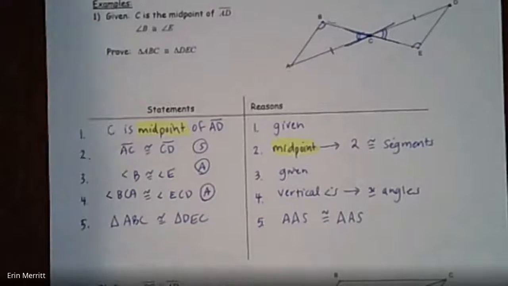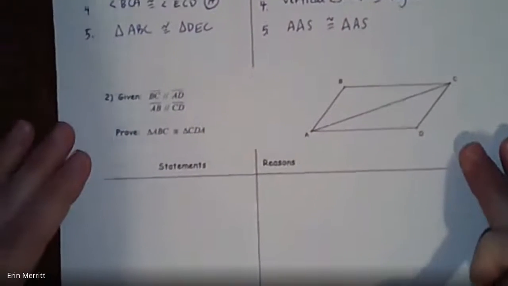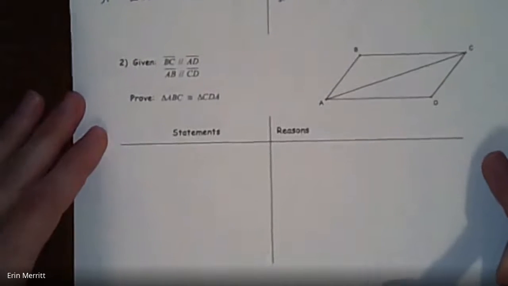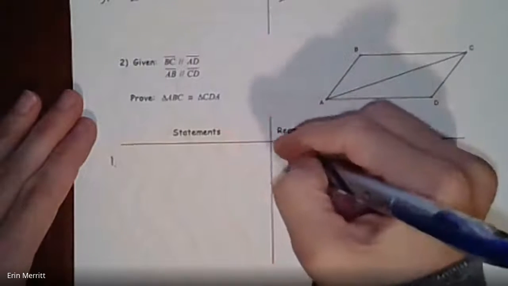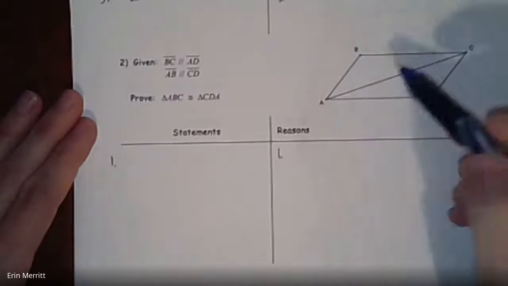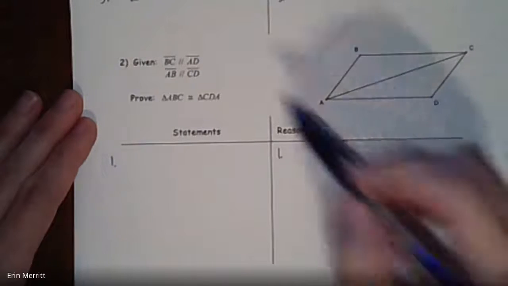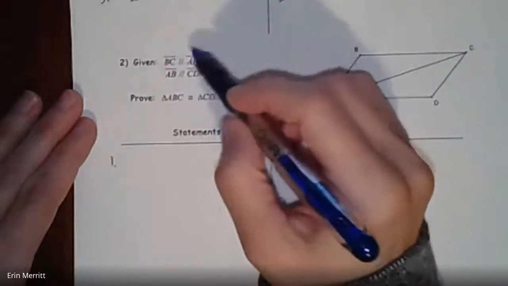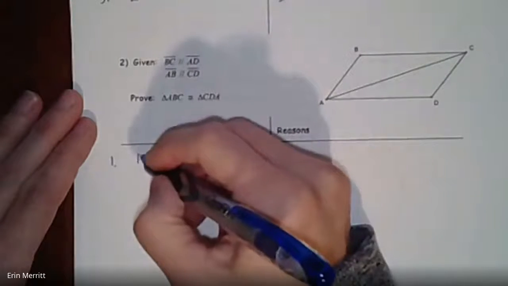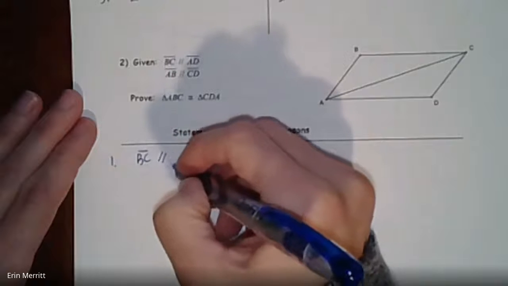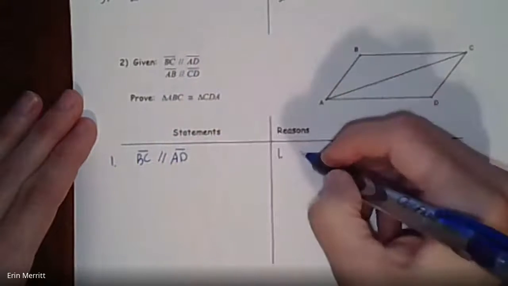All right. I love this next proof. Let's do this one. And then we're going to save some of these to look at in class. But as you could guess, you're trying to prove the triangle at the top, ABC, is congruent to the triangle at the bottom, CDA. And what we're being given, we've got parallel lines here. So BC is parallel to AD, given.